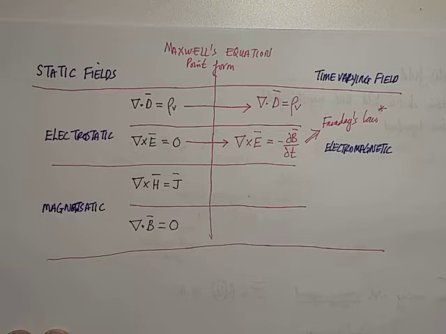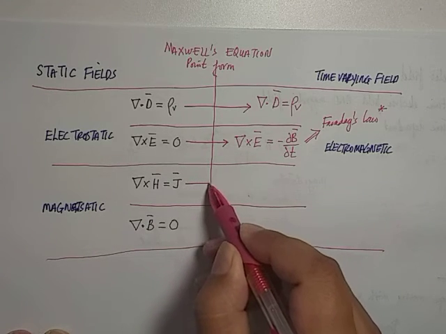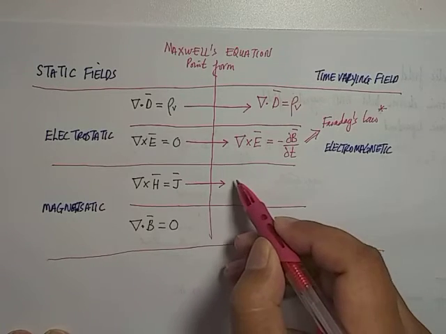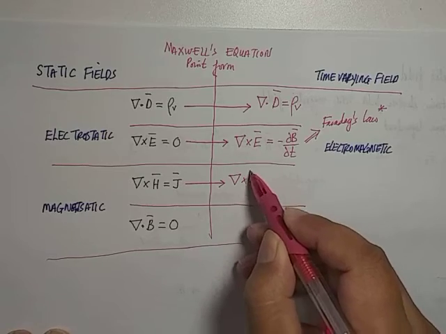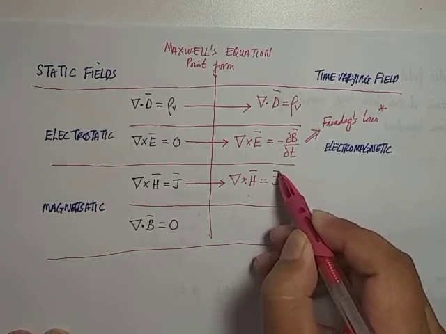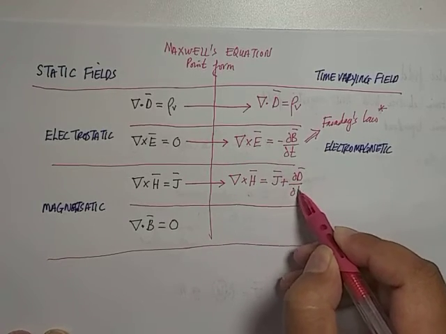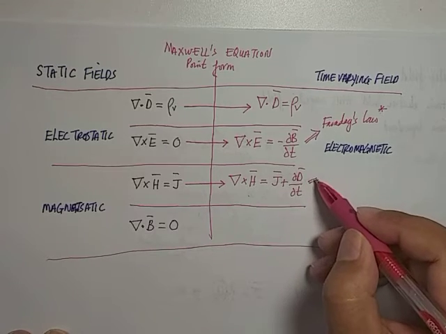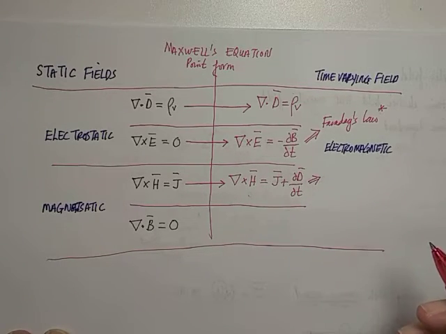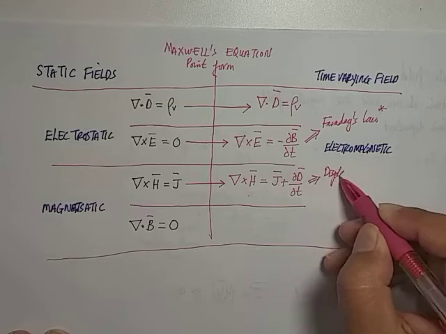The second change that needs to be focused on is the third equation, whereby now the curl of H is no more equal to J anymore. You need to add an extra term here, dD over dt. And this phenomenon is related to what we're going to define as the third type of current in our syllabus. We call it displacement current density.